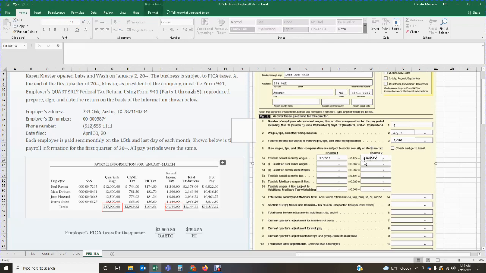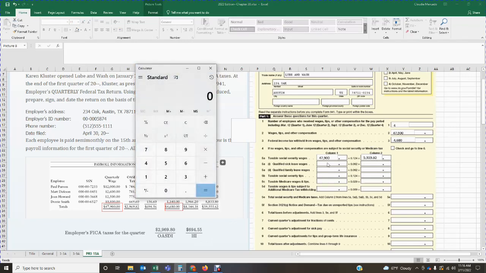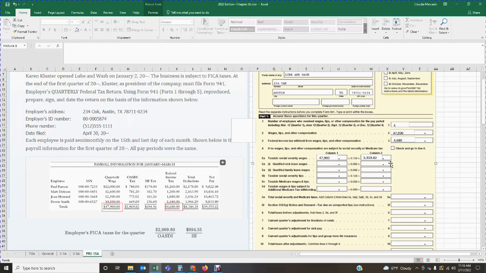So where did we get that 5,939.60 from? We got it from taking the 47,900 times the rate in the form, which is 0.124, and that gives me 5,939.60. Okay. We don't have any qualified sick leave wages. We don't have any qualified family leave wages. None of that is provided. We didn't have any tips. None of that applies.